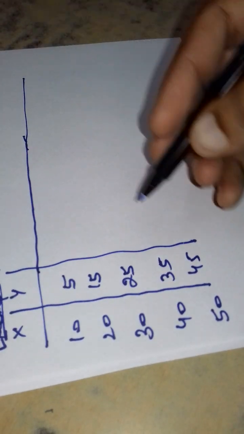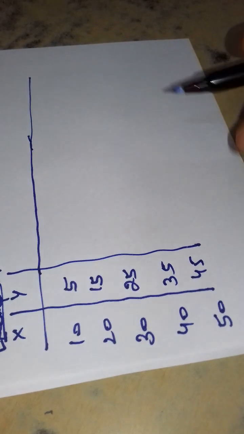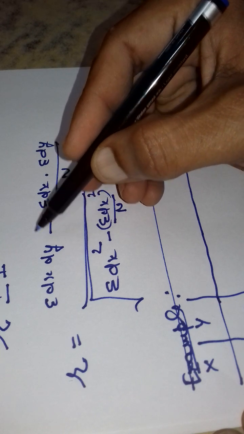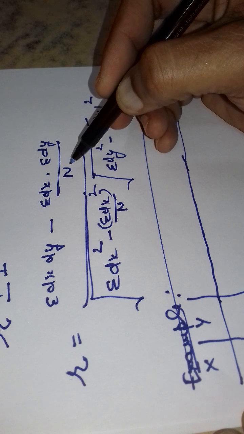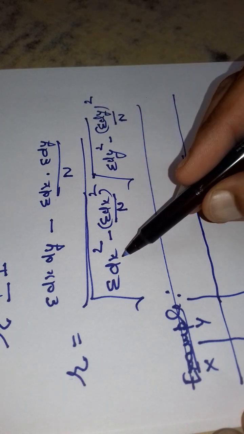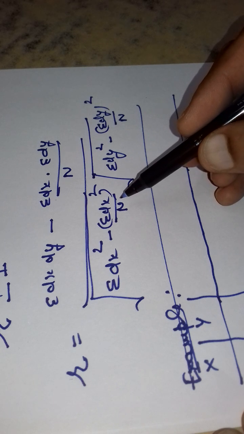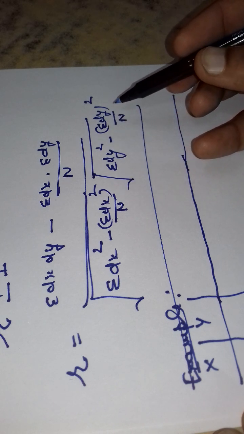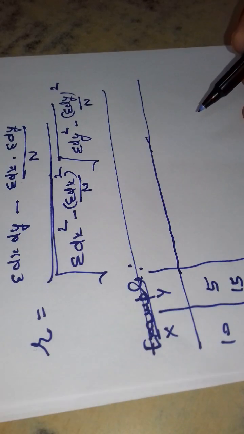For this we have to find summation dx dy, summation dx, summation dy, n or the number of observations, summation dx square, summation dx the whole square, and summation dy square, summation dy the whole square. So we have to find all these.